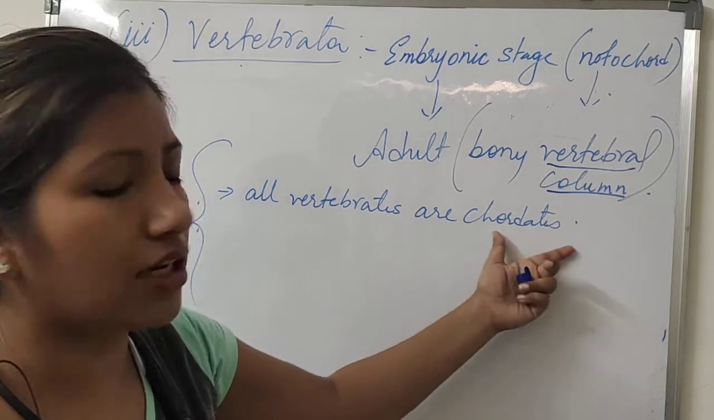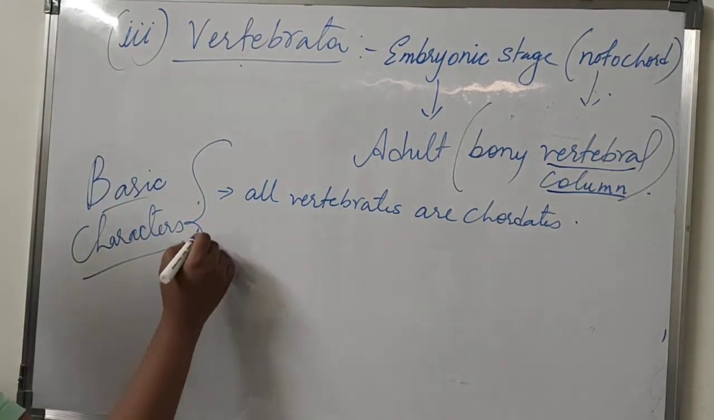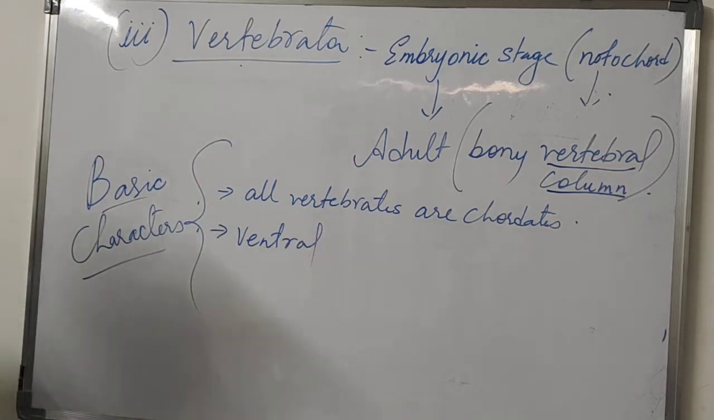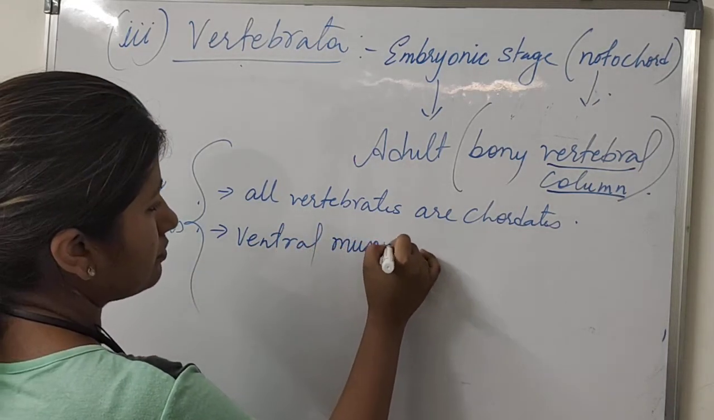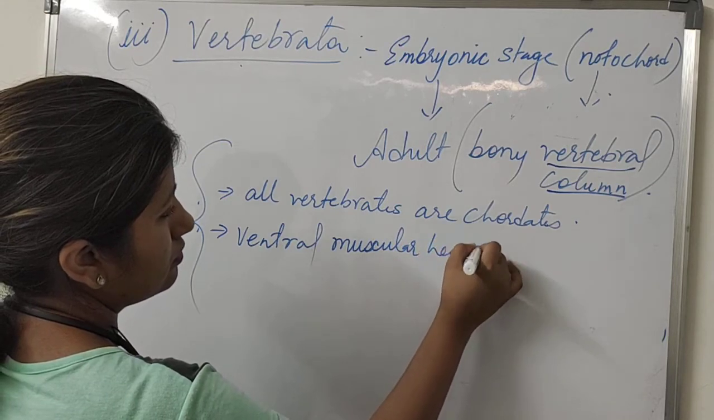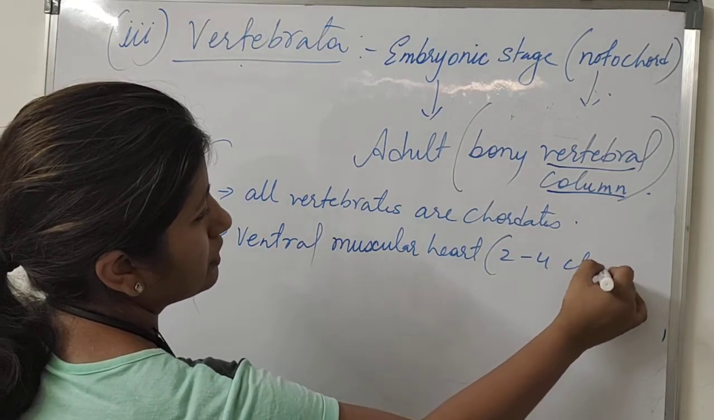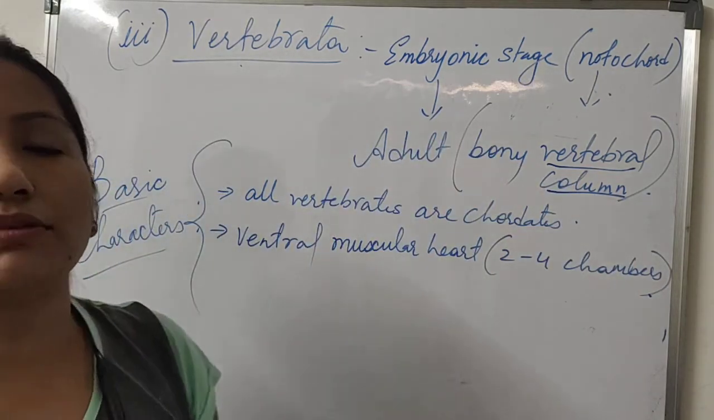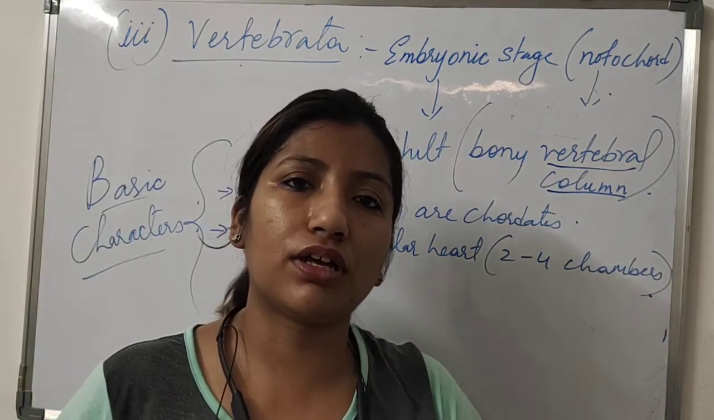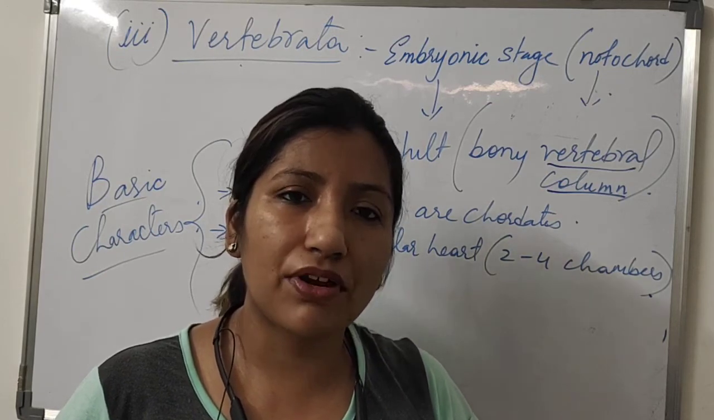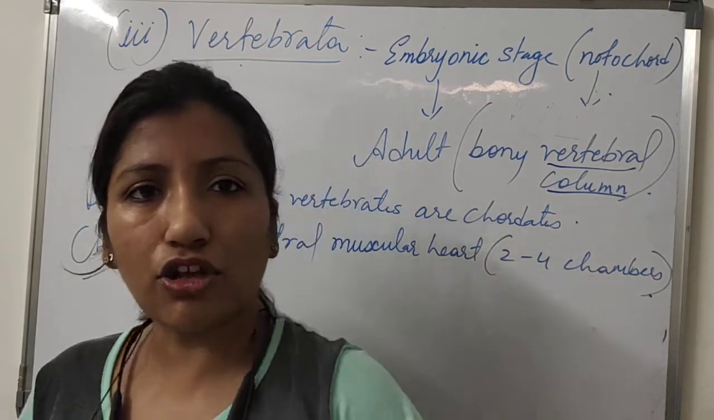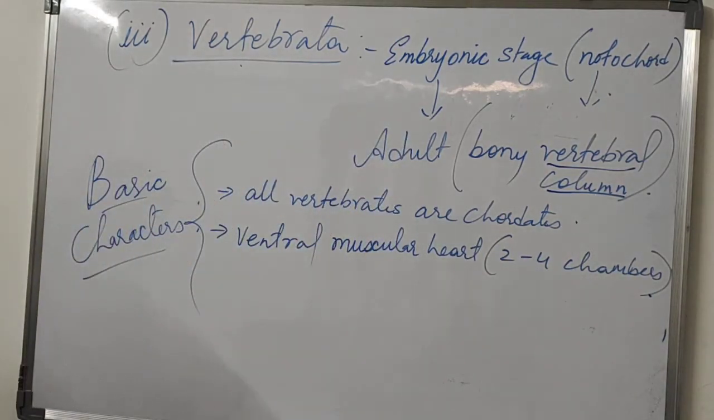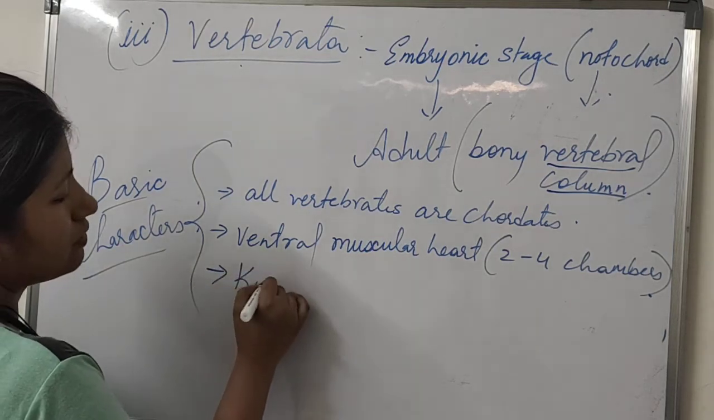All vertebrates are chordates, and they have a ventral muscular heart with 2 to 4 chambers. Ventral muscular heart means all the chordates have a muscular heart. Our heart is made up of muscles, and ventral means the front part of the body. The heart is not present in the back, but in the front part, the ventral part. Okay. So kidney for excretion.